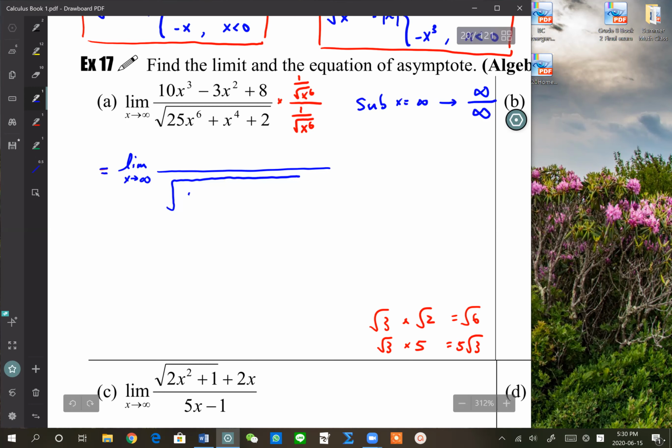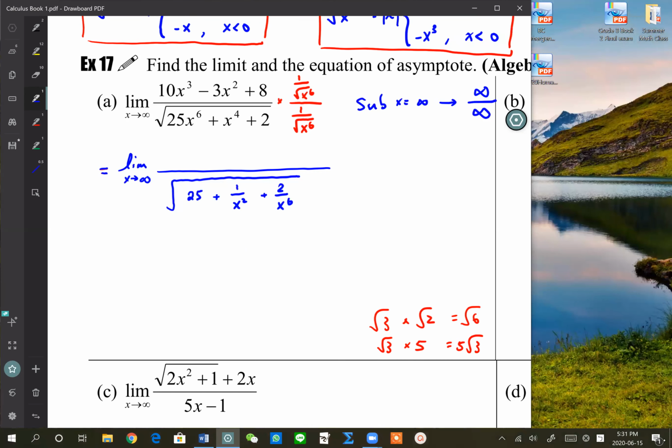So the first term will be just 25, right? X to the 6 cancels out. Plus x to the 4 over x to the 6, so that will cancel out as well. It gives you 1 over x squared, plus 2 over x to the 6. Anyone has question about this step, how we get here?